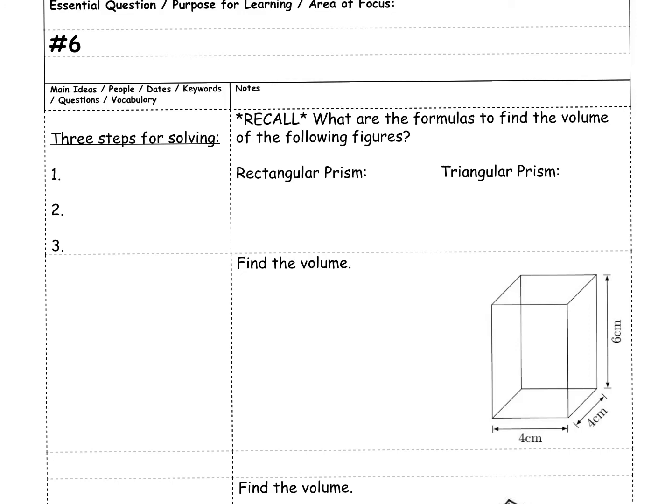Today's lesson is lesson number 6, which is the volume of 3D shapes. Now we're going to be focusing on rectangular and triangular prisms. And so to begin, we have a recall. And the recall is, what are the formulas to find the volume of the following figures?